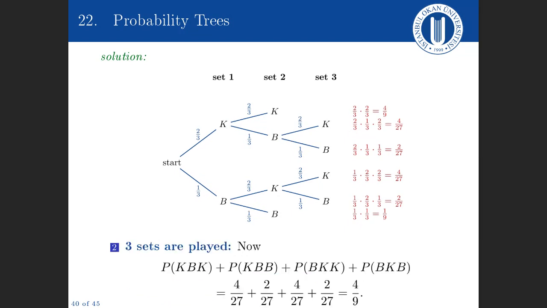Question 2, what is the probability that 3 sets are played? To get 3 sets played, we could have KBK or KBB, BKK or BKB. Add these probabilities together, we get 4 divided by 9.